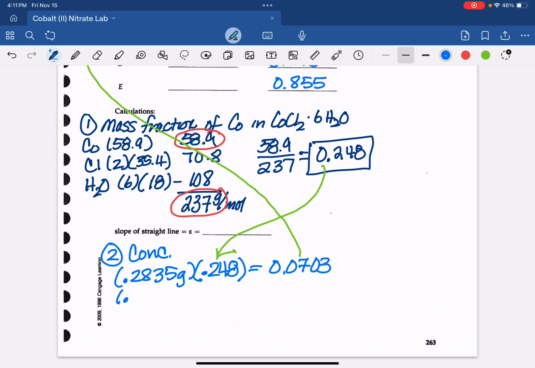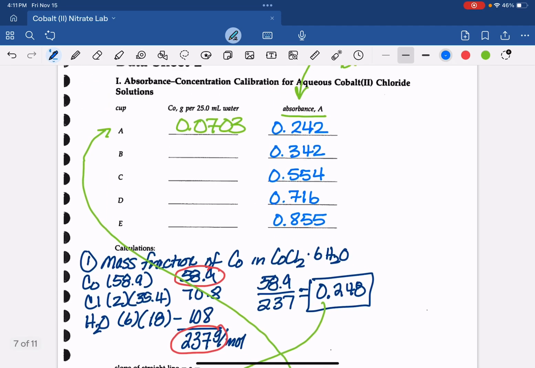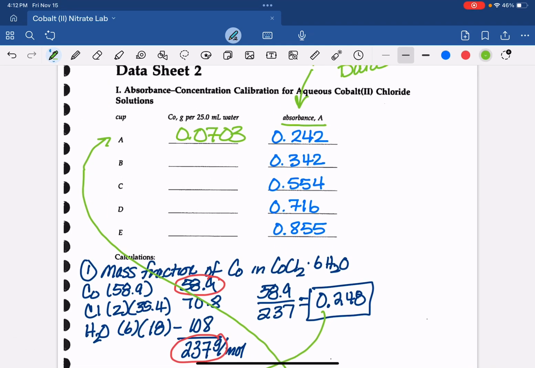Whatever your next mass is, you're going to multiply by that multiplier again, and so on. You're going to do it for all 5 of your samples. Make sure that you show all of your work, so show your work on your piece of paper in your lab notebook. Once you have all of them, you're going to fill them in.